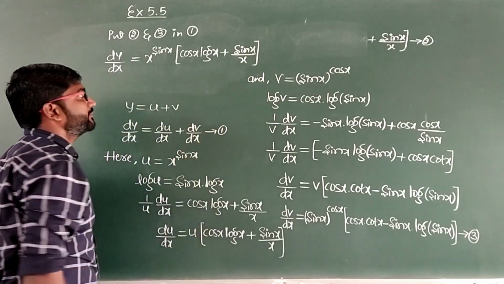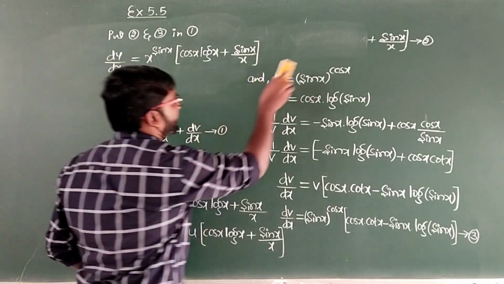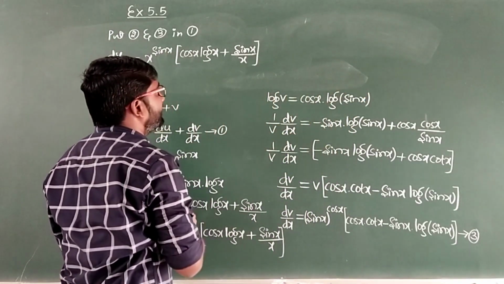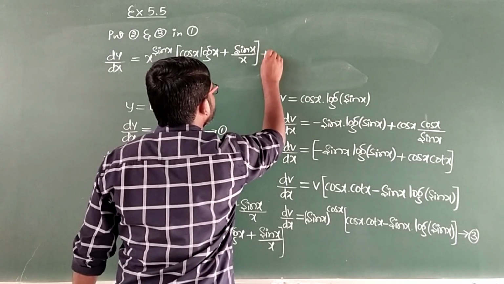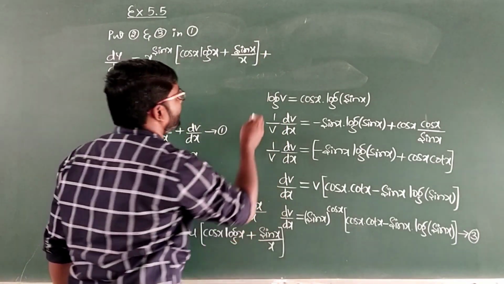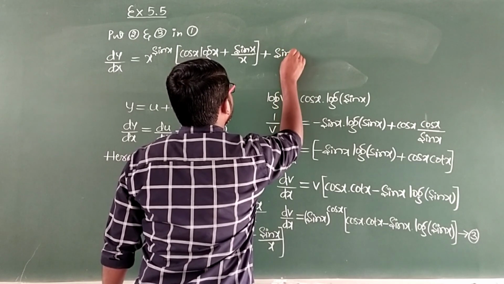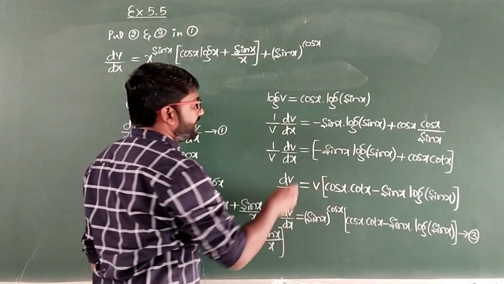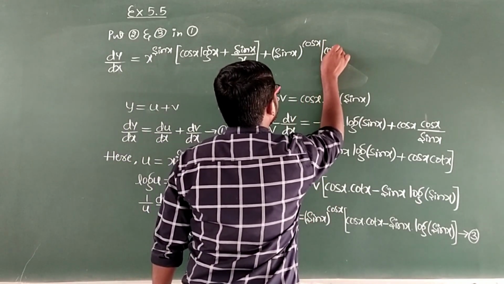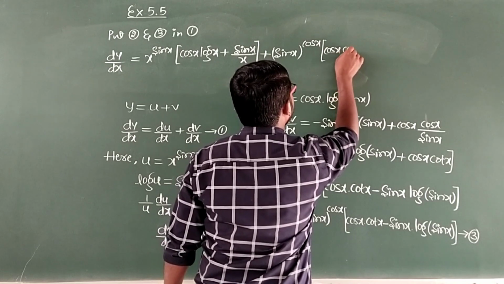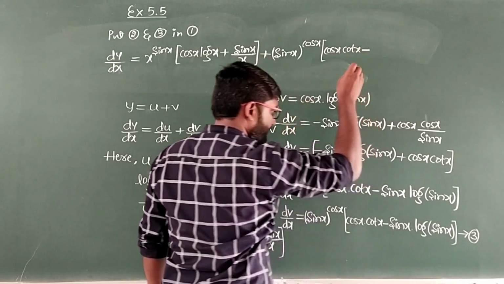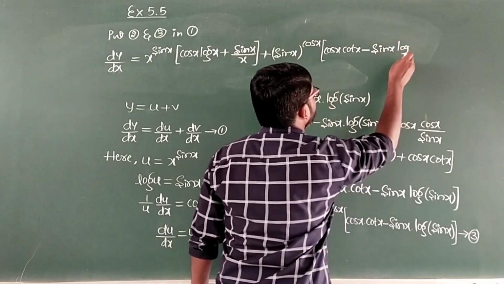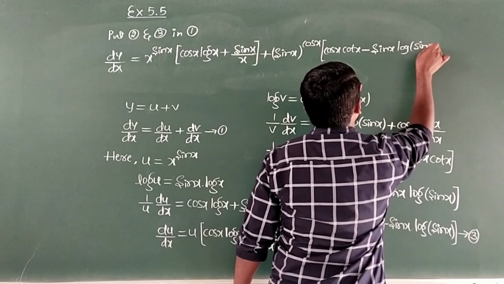So this is our equation number 2, plus dv by dx. Write dv by dx now. What is dv by dx here? It is sin x to the power cos x, and then write the remaining terms into the bracket cos x into cot x minus sin x into log of sin x.